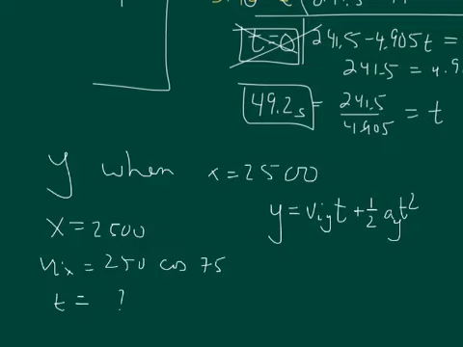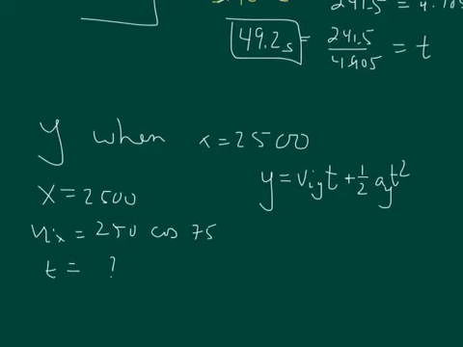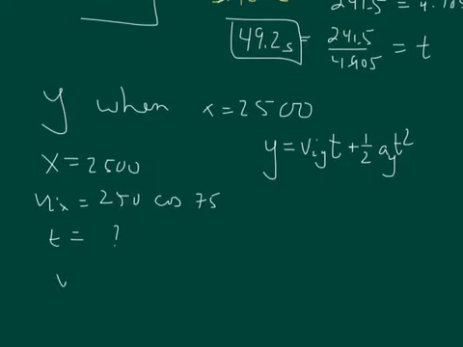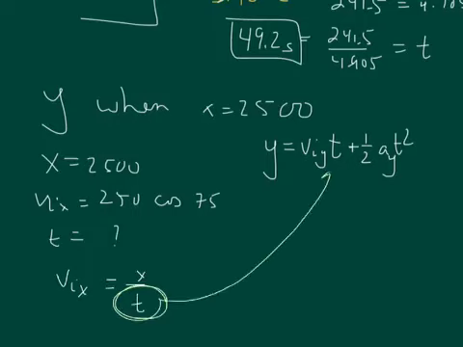Just because you used it already earlier doesn't mean you can't use it again in a new situation. Again, use your VIX equals X over T, get your time, plug that into the Y direction, and solve. I'll write a starting point if anybody's confused. Find this, plug it in there, and let's ultimately find this.